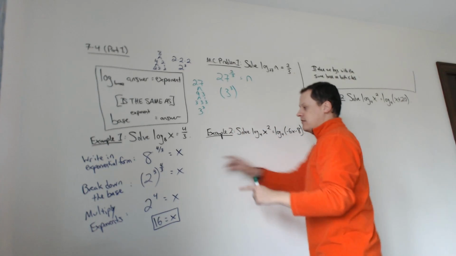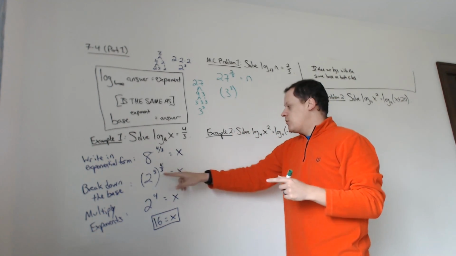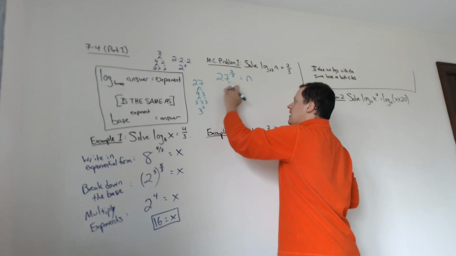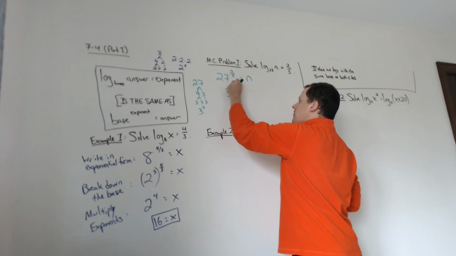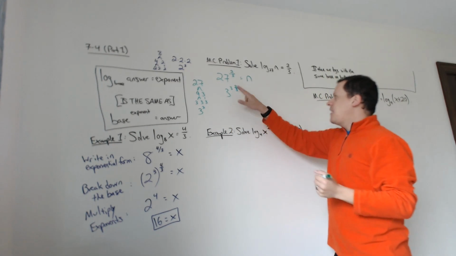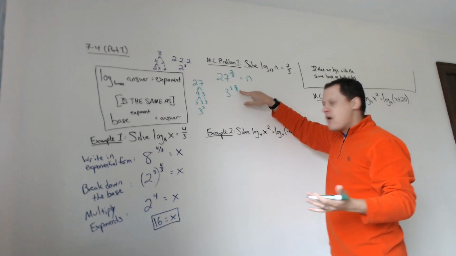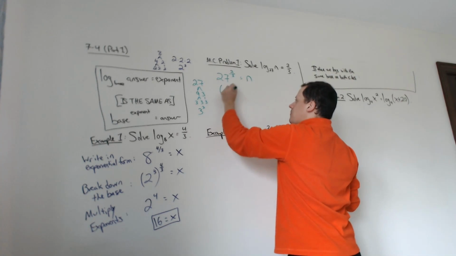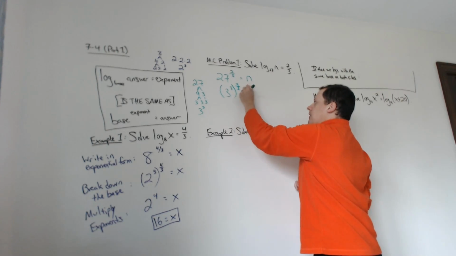I write that in parentheses just so it doesn't get confusing what's happening with the exponents. If I didn't write the parentheses here, and I wrote 3 to the third power to 2 over 3 power, you might think this is 3 and 2/3, like a mixed number. That's not the case. This is 3 to the third power raised to 2/3 power. Still equals n.